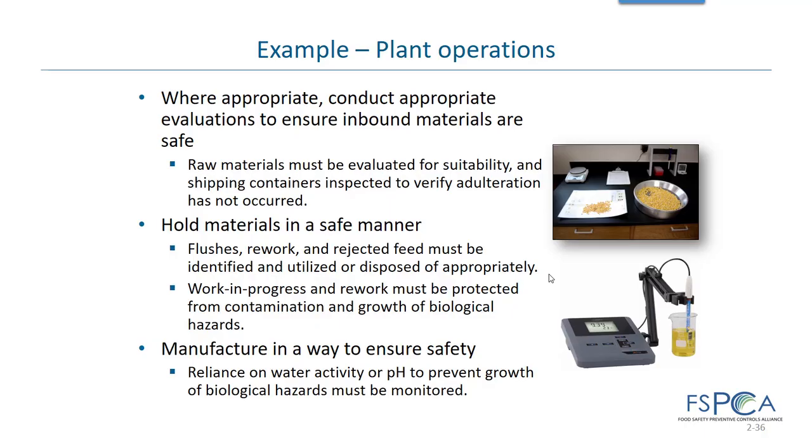So where appropriate, conduct appropriate evaluations to ensure inbound materials are safe. Raw materials must be evaluated for suitability and shipping containers inspected to verify adulteration has not occurred. Hold materials in a safe manner. Flushes, rework, and rejected feed must be identified and utilized or disposed of appropriately. Work in progress and rework must be protected against contamination and growth of biological hazards, and manufactured in a way to ensure safety. For example, reliance on water activity or pH to prevent growth of biological hazards must be monitored.